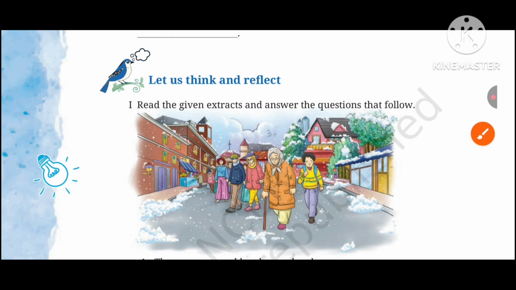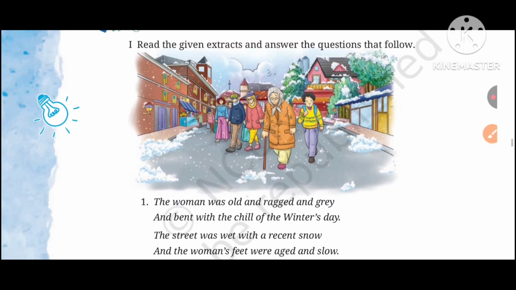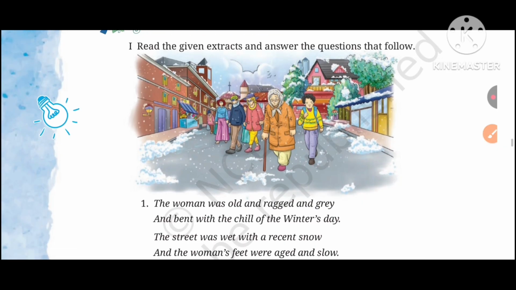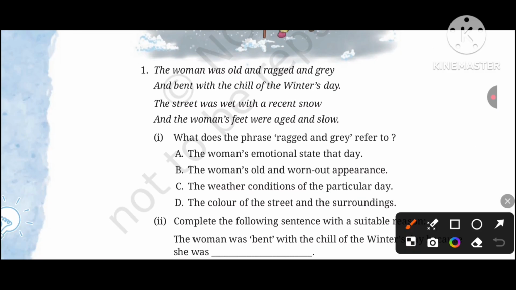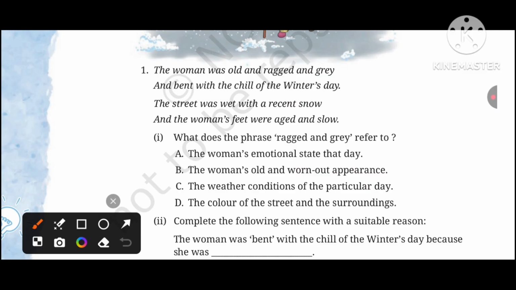Now the next exercise is let us think and reflect. So here two extracts have been given and some questions on the basis of these extracts. Let us see the first one here. The woman was old and ragged and grey and bent with the chill of the winter's day. The street was wet with the recent snow and the woman's feet were aged and slow.